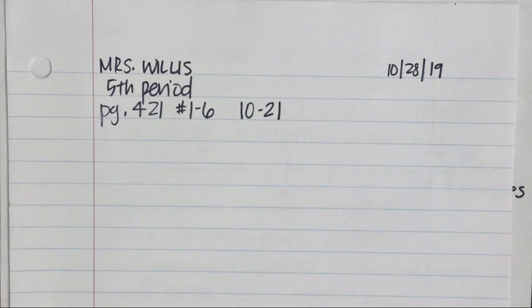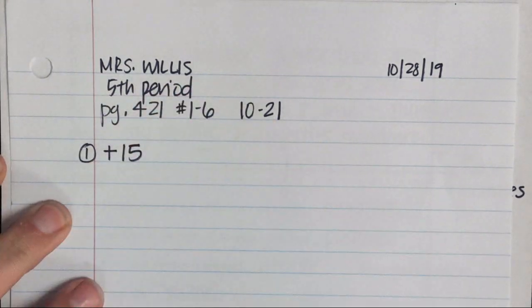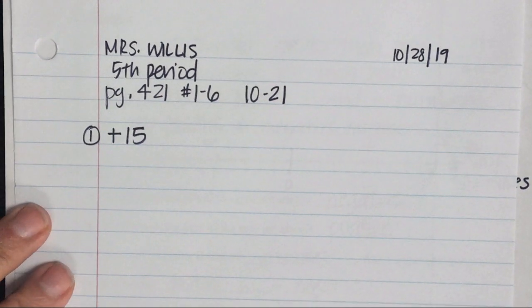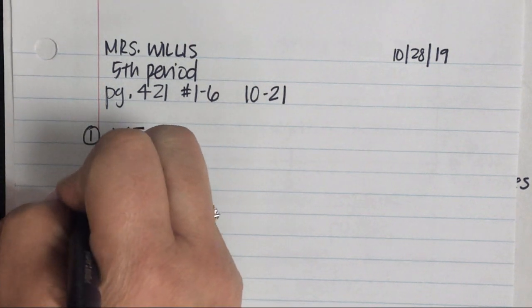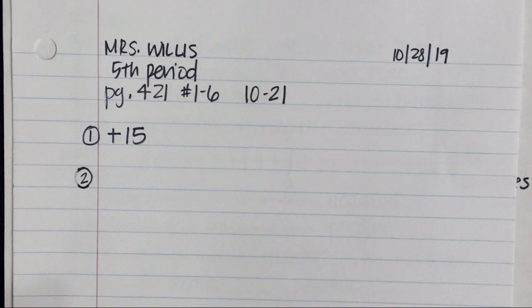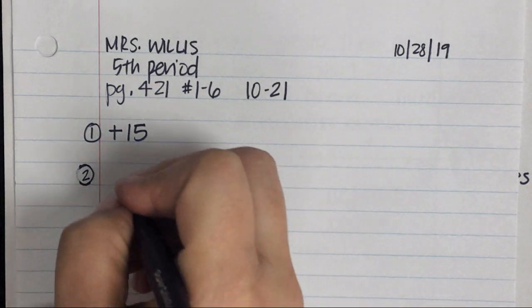All right. Somebody read number 1 on that page for me. Caden: A 15-yard gain. Okay, so we're writing an integer to show a 15-yard gain. What would that be? Positive 15. So guys, for those problems where it says write an integer, that's all you're doing. All right, somebody read number 2 for me. Cole: A loss of 2 hours. What would we say? Negative 2 hours. Negative 2.